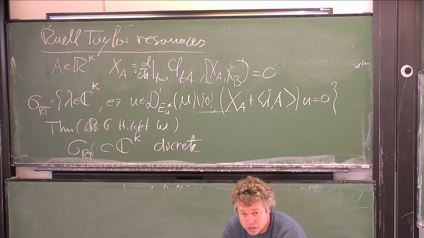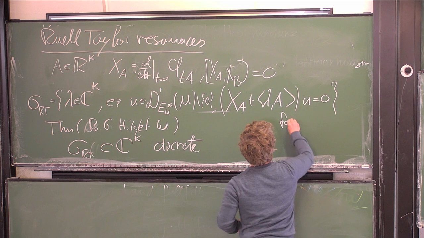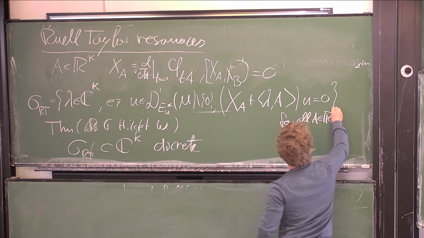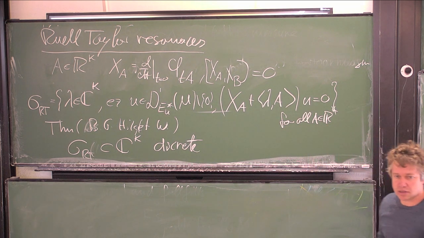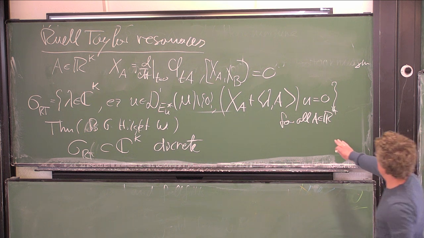Sorry, so A is still the original element in the line? For all A in R^k. So just for all A. It's not only one direction, it's in all directions. In the Weyl chamber? No, it's a linear thing, you just choose a basis. So inside the cone it gives you the discrete, but outside nothing? No, it's discrete everywhere, in all directions of A.